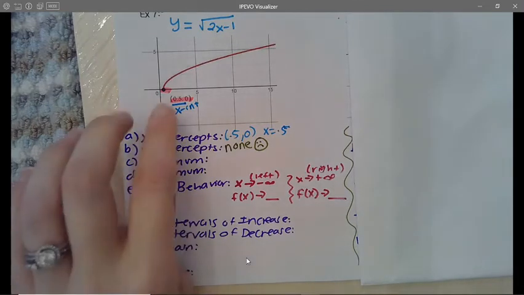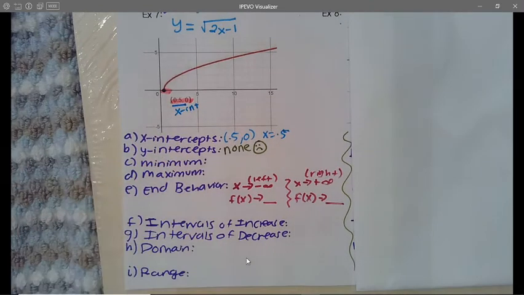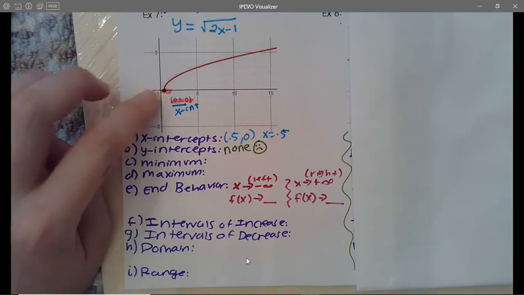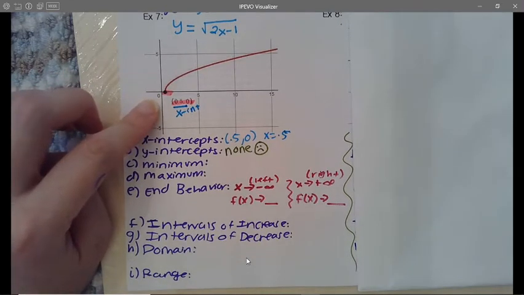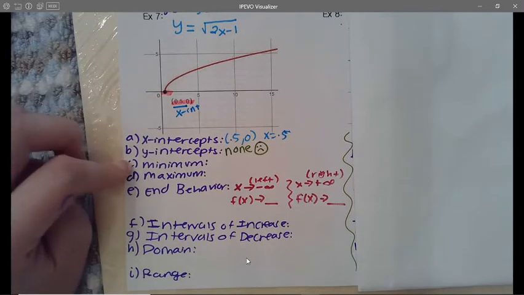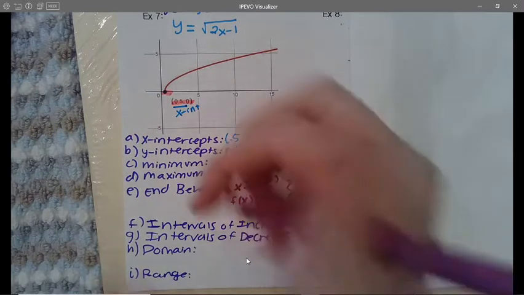So what do you guys think? Is this point the absolute highest or absolute lowest your graph will go? Well, this is the absolute lowest point on the whole graph. It's the lowest that your graph will ever go. So this is going to be a minimum. So the minimum is going to be at 0.50.